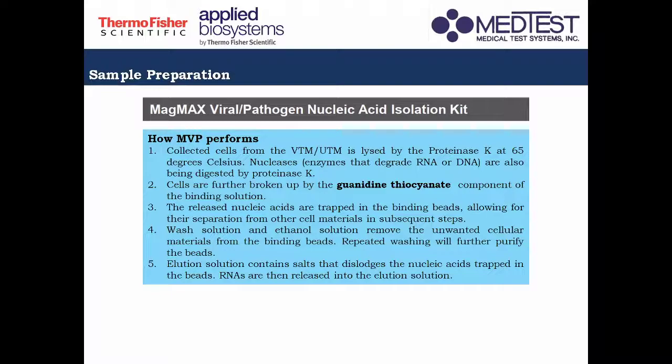Now, part of the components of the MagMax viral pathogen kit is the presence of the chemical guanidine thiocyanate. So this is a component of the binding solution that acts to break down the cells further. And in most studies also, guanidine thiocyanate is an agent used to deactivate the viruses.